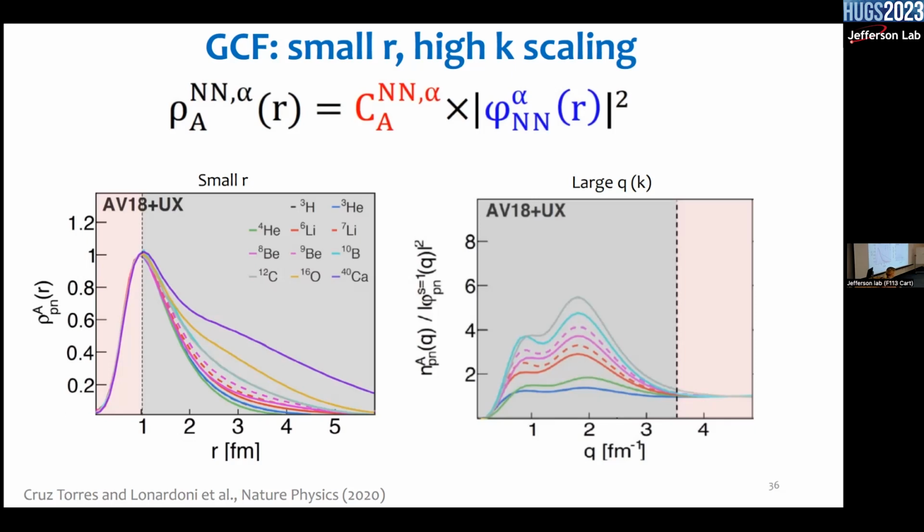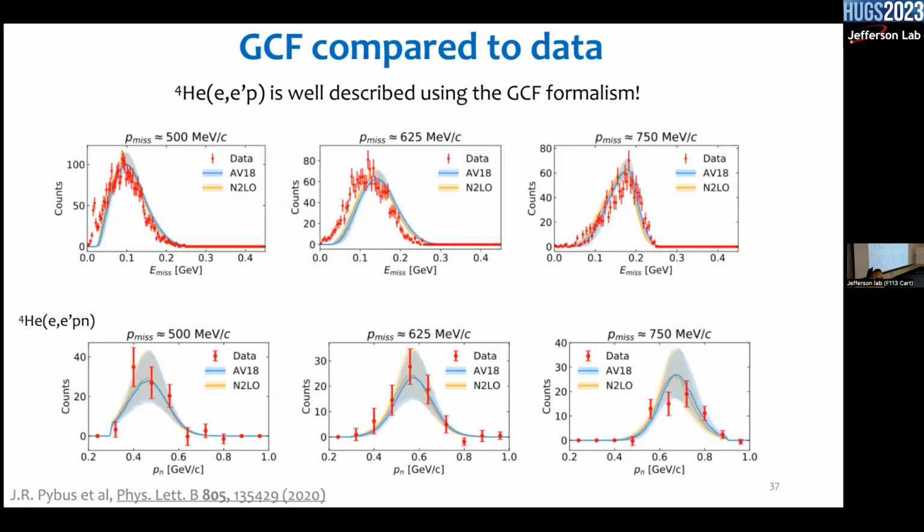So anyways, the point is that you can make an effective description of short-range correlations that's relevant at small distances and high momentum, which is where they're relevant, right? And then you can make predictions based on that, which is really useful. So this is the generalized contact formalism. We can compare it to data. So you have helium-4 (e,e'p) scattering, which is shown by all these red points in these top three plots, and they have increasing missing momentum, right? And these are functions of missing energy.